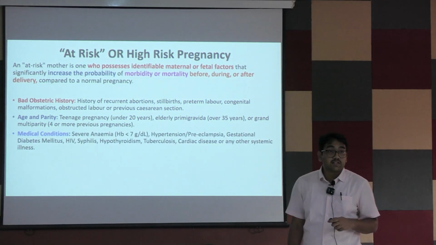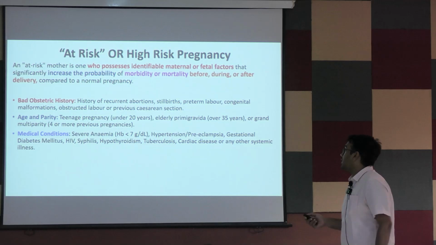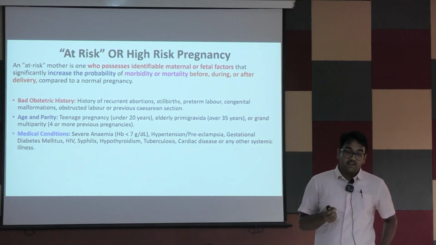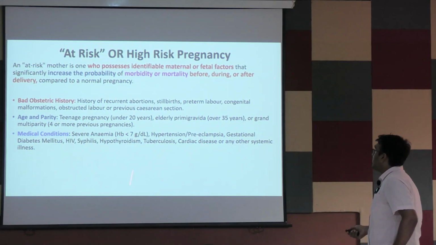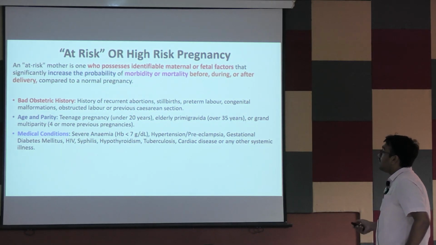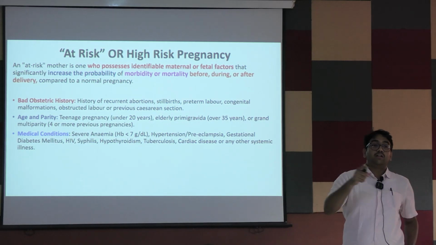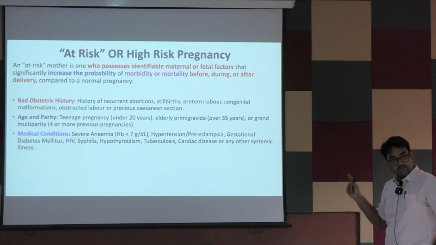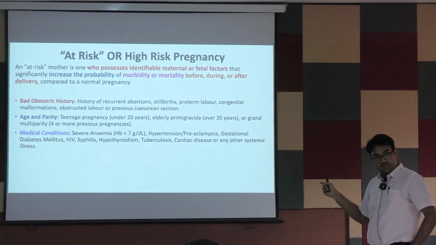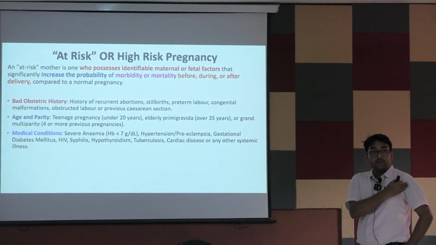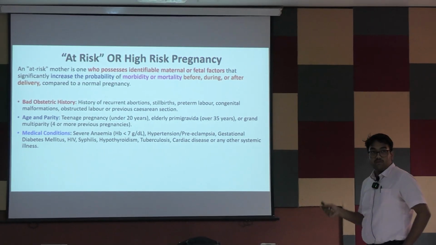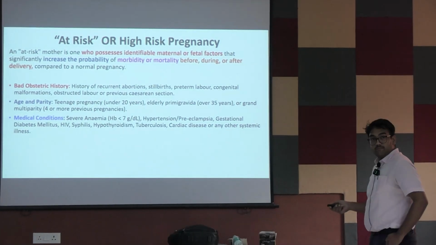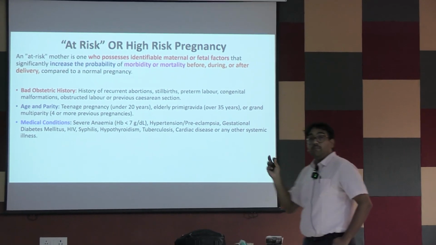Next is medical conditions. In medical conditions, most important is severe anemia. As we know, severe anemia is classified as hemoglobin less than 7. See, all of the things that we are screening for during the antenatal investigations come here. Anemia, hypertension and preeclampsia we were screening for. Urine for protein we were doing. We also measure BP regularly. Then gestational diabetes mellitus, we were doing OGTT. Then HIV, syphilis, and then other endemic diseases that are present.